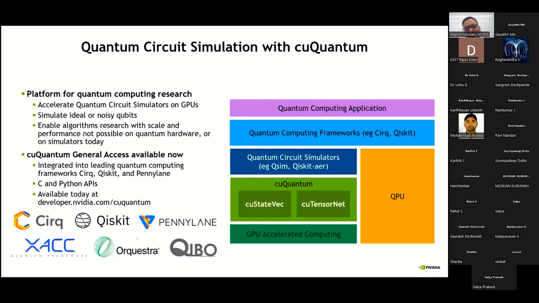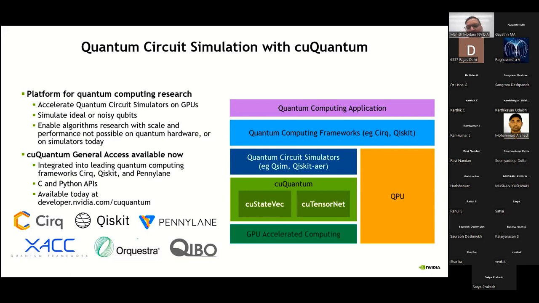Okay, sir. One question. You said that cuQuantum uses two kinds of simulators, cuStateVec and cuTensorNet. And you said that cuStateVec has almost exponential complexity, whereas cuTensorNet has just order of n complexity. So I would like to know how does that happen, sir? Is it open?